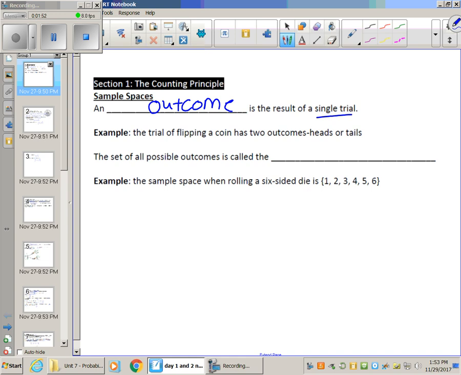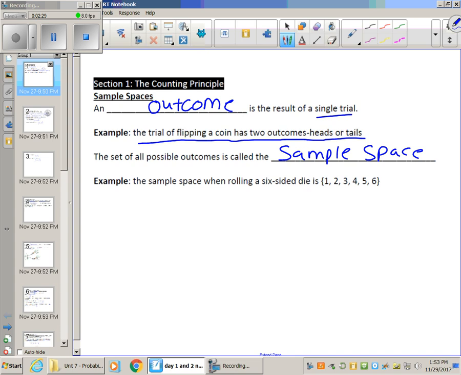An example: the trial of flipping a coin has two outcomes, heads or tails. If I were to flip a coin one time, the outcome is either going to be heads or tails. So your sample space would then be heads or tails. The set of all possible outcomes is the sample space. Kind of what we just said with that coin example. The sample space is heads or tails, two different outcomes.